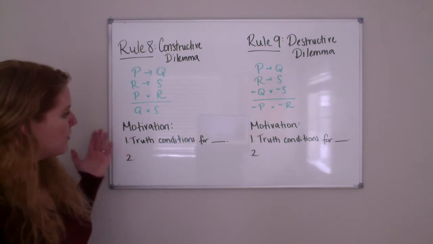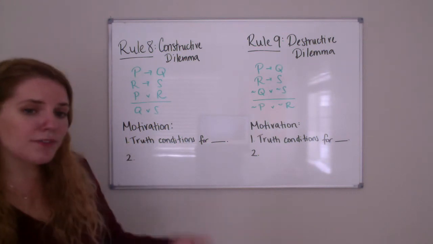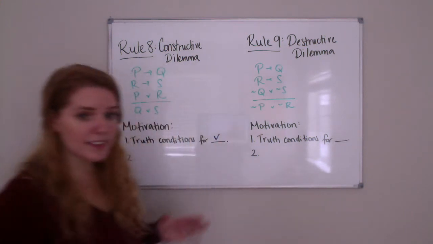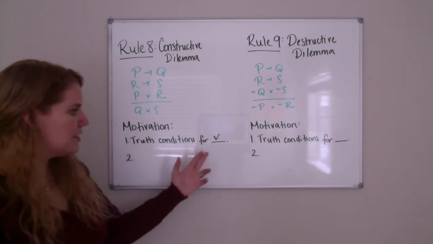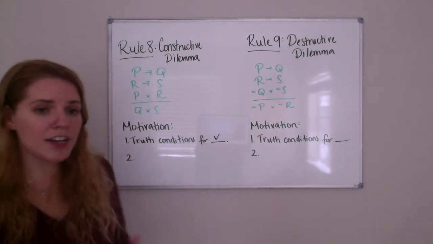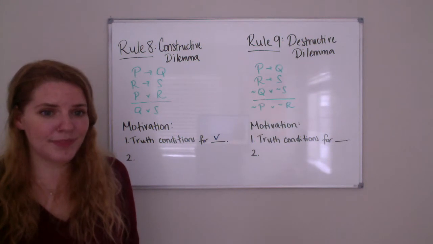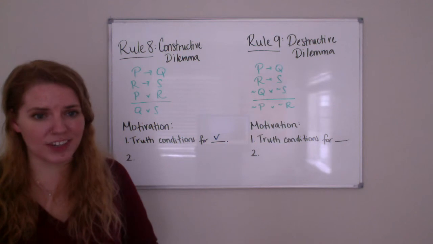The first motivation that we need to consider is the truth conditions for a disjunction or a disjunctive phrase. That means an or phrase. Under what conditions is a disjunction true? A disjunction is true as long as at least one of its disjuncts is true.